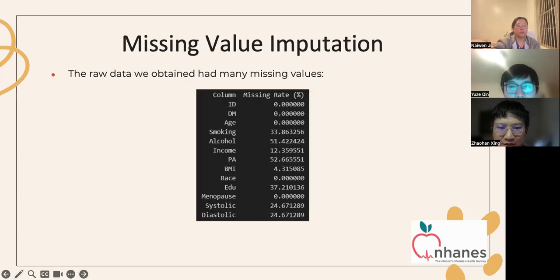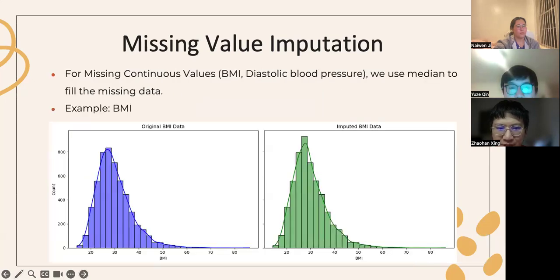Here, however, in our raw data, we have a lot of missing values. So here is a summary of the missing rate for each of the features. You can see that for some of the features like alcohol, the missing rate is larger than 50%. So we have to find some imputation method to impute these missing values. For example, for the continuous values, we will simply use the median to fill all the missing data. And here I show an example of BMI. You can see that the distribution does not change a lot before and after we impute them.